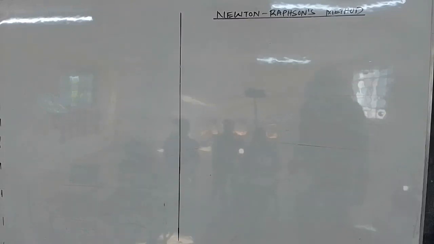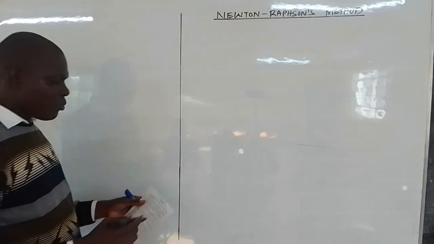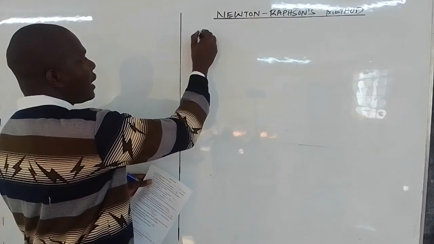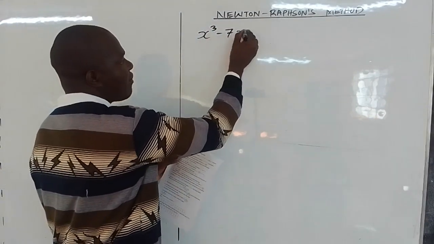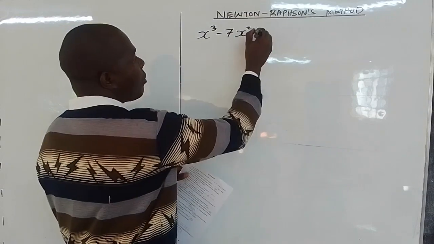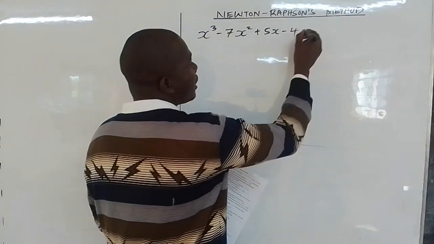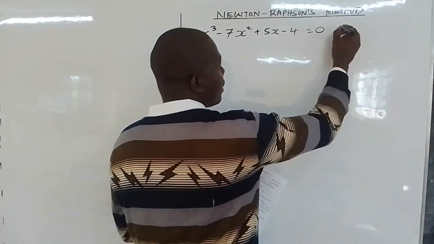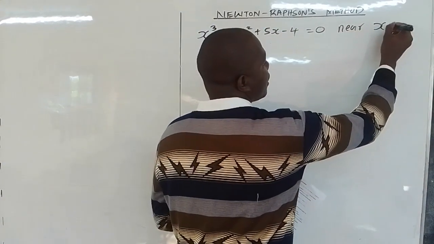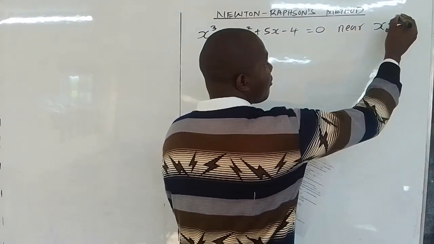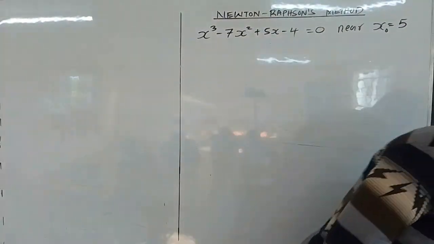So the first case, use Newton-Raphson's method. Use Newton-Raphson's method to solve the equation x cubed minus 7x squared plus 5x minus 4 is equals to 0 near x naught is equals to 5, correct to 8 decimal places.